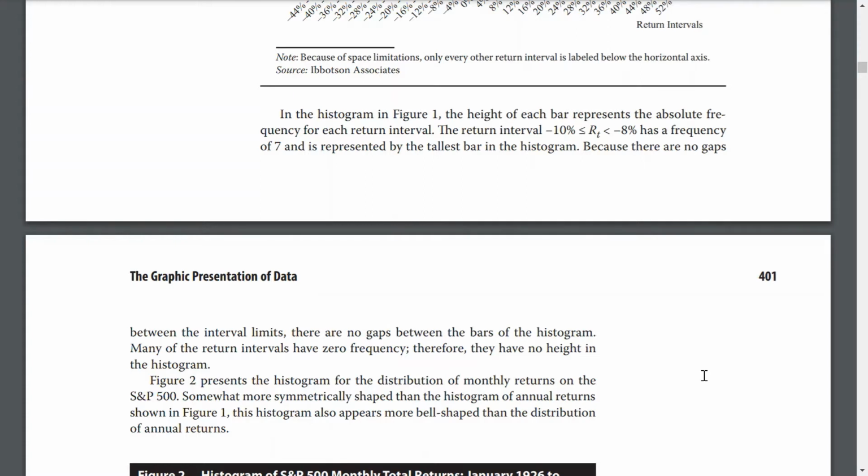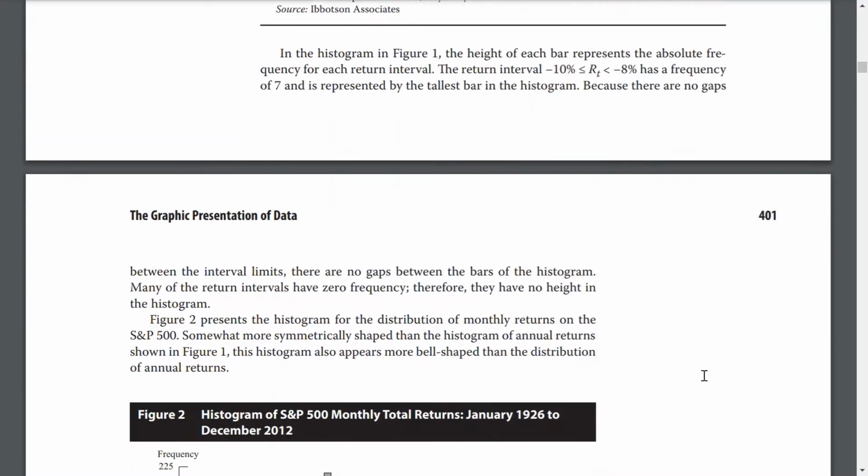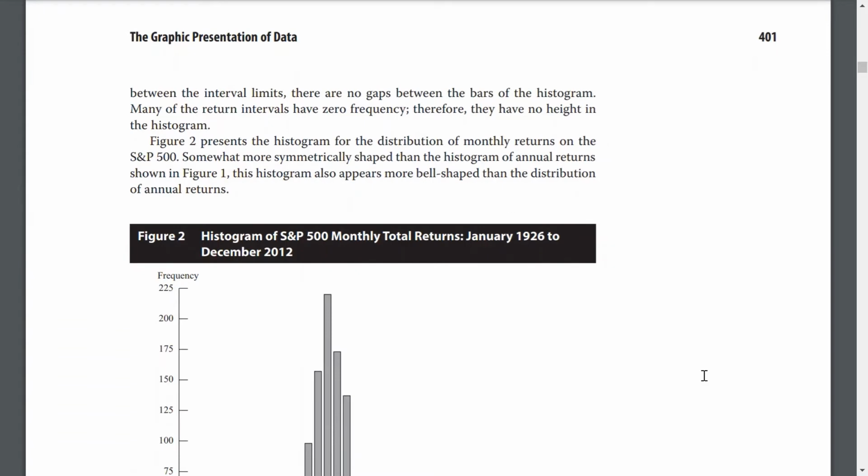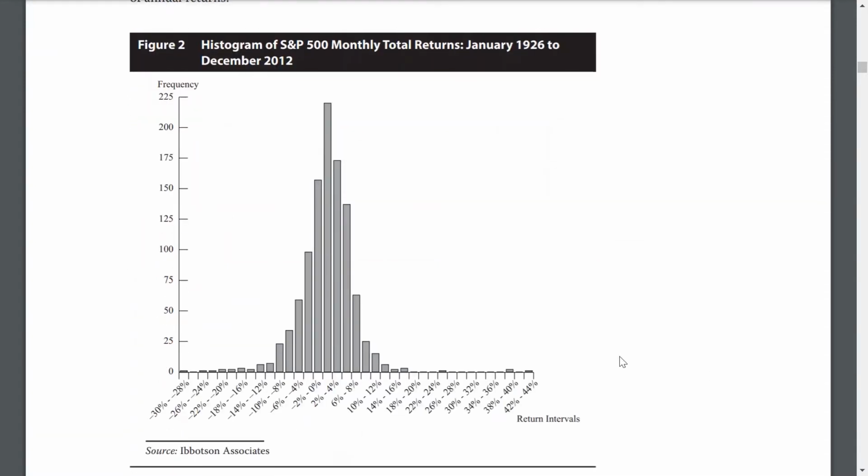Figure 2 presents the histogram for the distribution of monthly returns on the S&P 500, somewhat more symmetrically shaped than the histogram of annual returns shown in Figure 1. The histogram also appears more bell-shaped than the distribution of the annual rate. Okay, so it's more bell-shaped. It has peaks around the -2 to 0% rate, and then it sort of goes down.